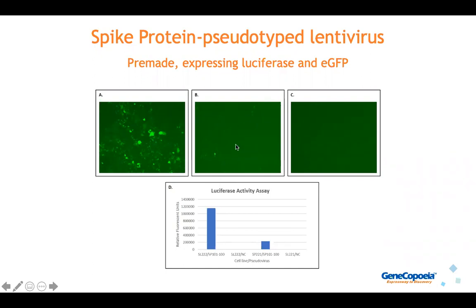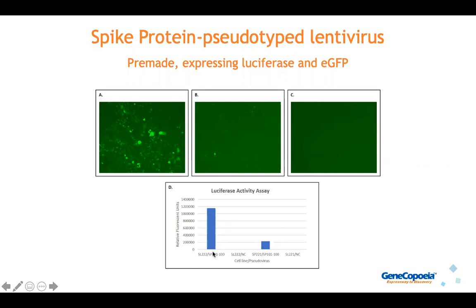So we do get some infection. We can see some GFP expressing cells, but it's significantly lower frequency than the dual expressing ACE2 TMPRSS2 cell line. And panel C is a negative control line which does not express either ACE2 or TMPRSS2.